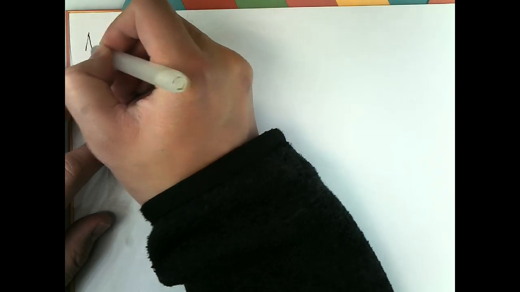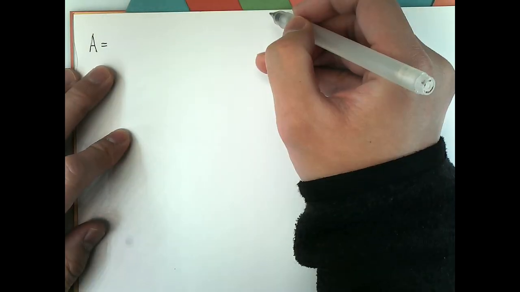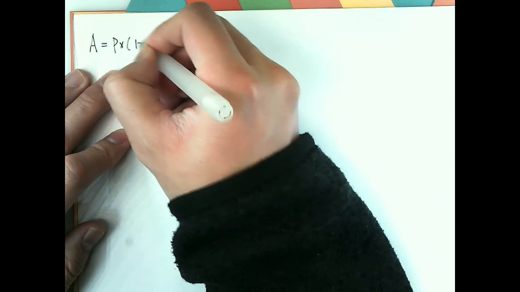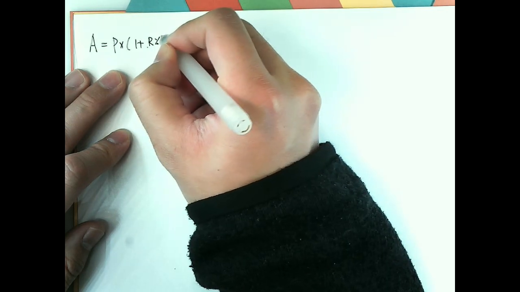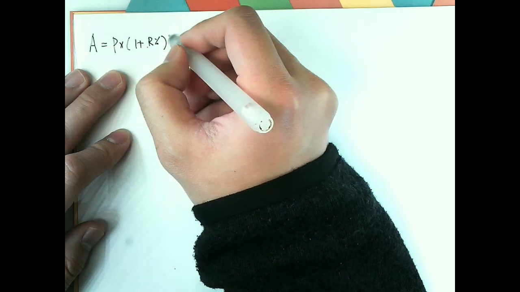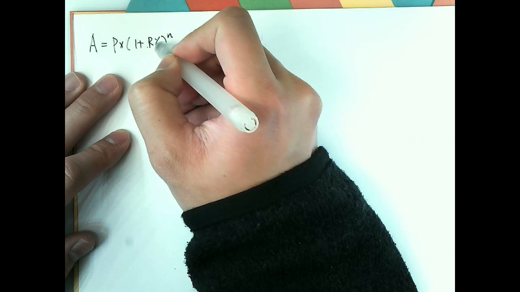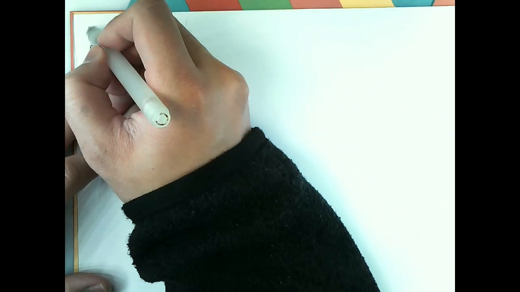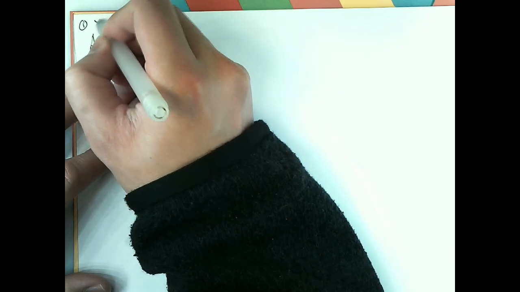It should be A, right? A equal to P times 1 plus R percent, and then to the power N. This is compounded yearly. We simply write yearly. Here, put a 1 here, it is yearly.